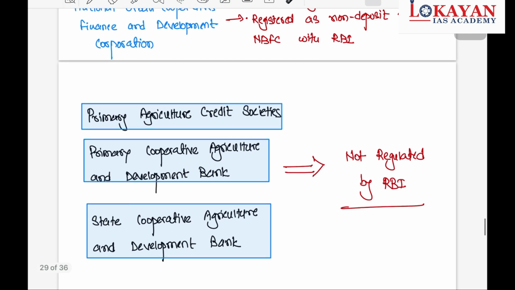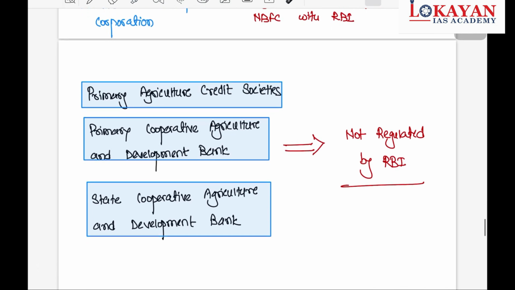Okay, and remember this also. These are primary agricultural credit societies, primary cooperative agriculture and development banks, and state cooperative agriculture and development banks. All these entities are not regulated by RBI. They are outside the purview of RBI. So who regulates them? I want you to answer this question in the comment box.